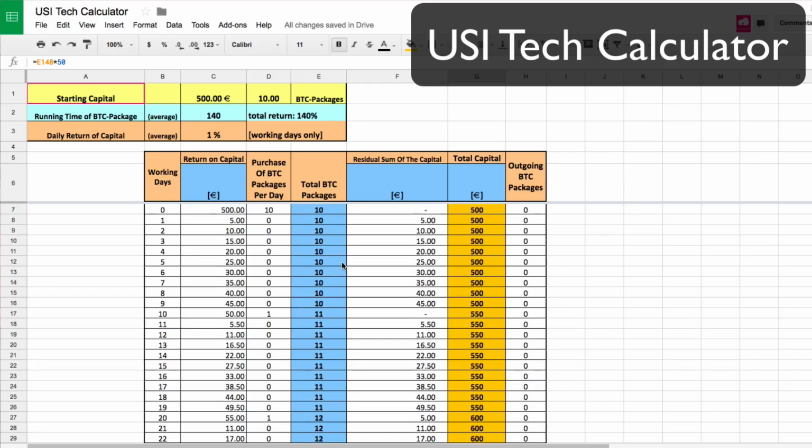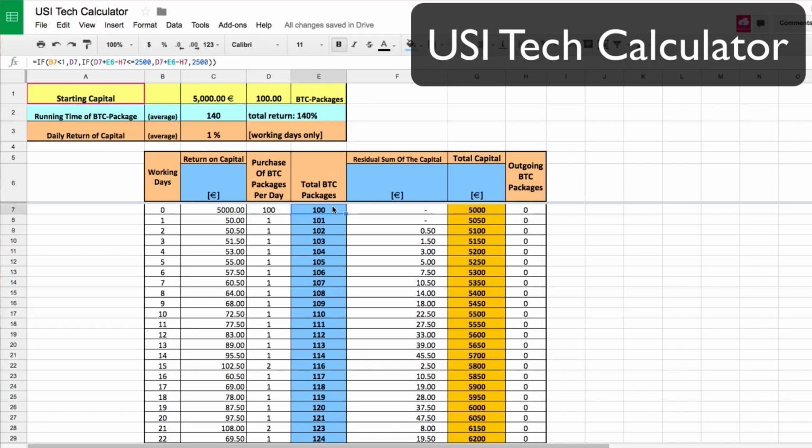Now, let's say you wanted to come in a little bit stronger and you wanted to be able to get a package a day right out of the bat. That comes out to about 5,000 euro. Okay, so you're starting with 100 packages. Boom. Every day, you're able to add a package. And on day 15, you're able to add 2 packages.